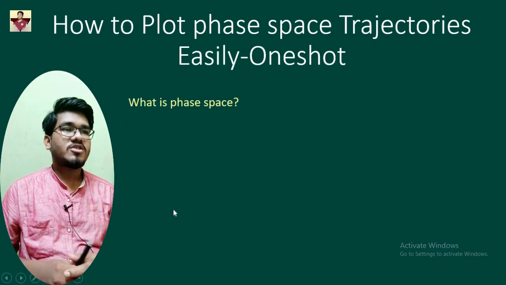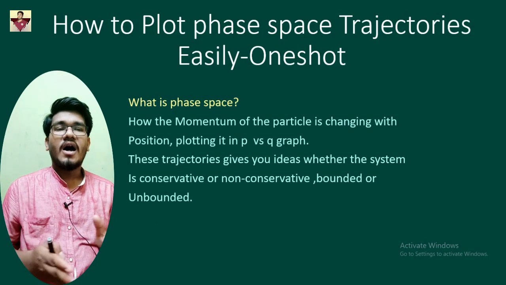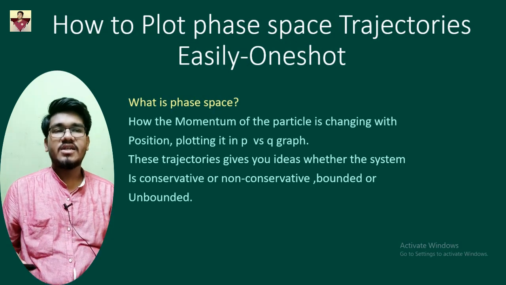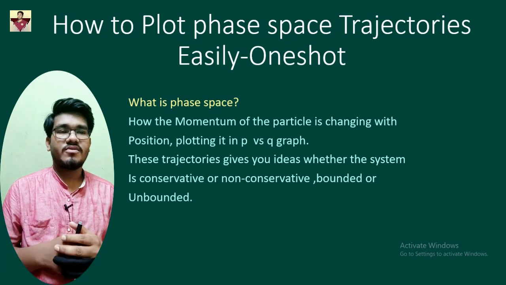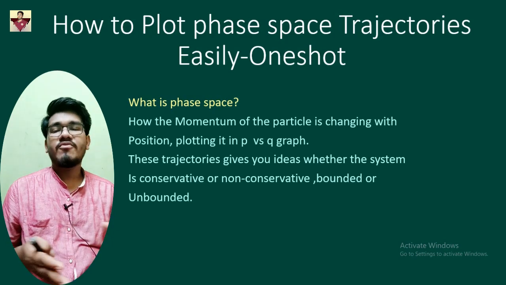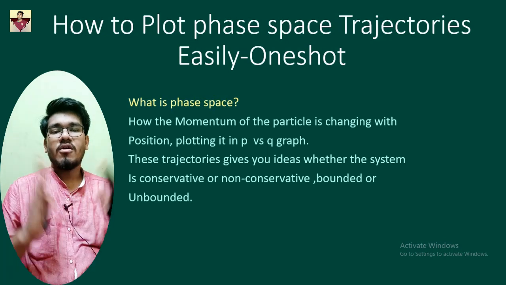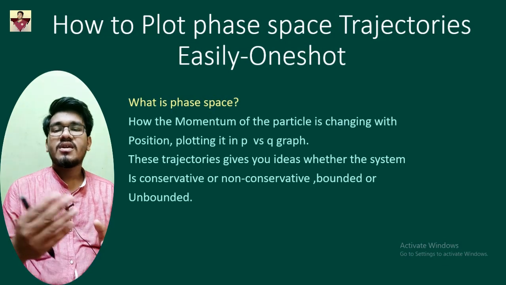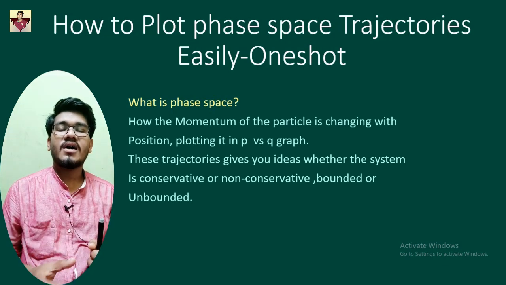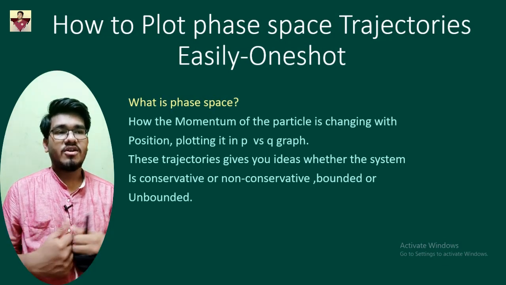So first of all, what is a phase space? If someone asks you, the answer is how the momentum of a particle changes with position, that is, plotting the momentum versus position in a graph gives you the phase trajectories. These trajectories give you ideas whether the system is conservative, non-conservative, bounded or unbounded, right? Also the area under the curve of phase trajectories gives you an idea of how the time period of the particle depends on the energy of the system.